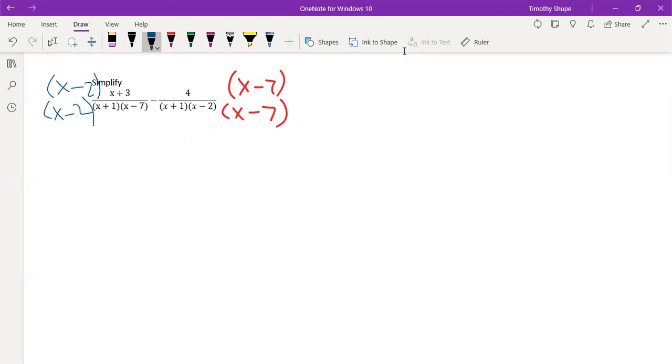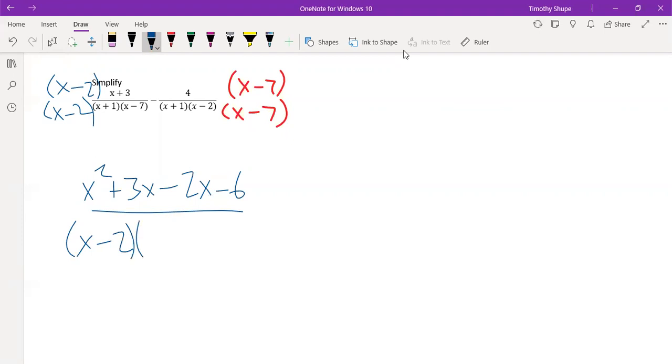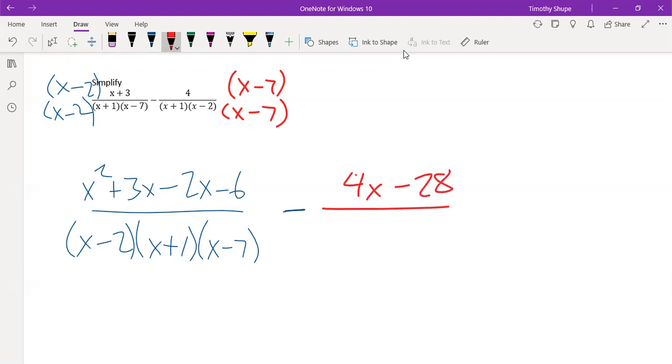So I'm going to distribute the x minus 2 to the x plus 3 and get x squared plus 3x minus 2x and minus 6 over the common denominator of x minus 2, x plus 1, and x minus 7. But then I need to subtract my second fraction from that. If I distribute the 4 in, I get a 4x minus 28 in that second fraction over the same denominator of x minus 2, x plus 1, and x minus 7.